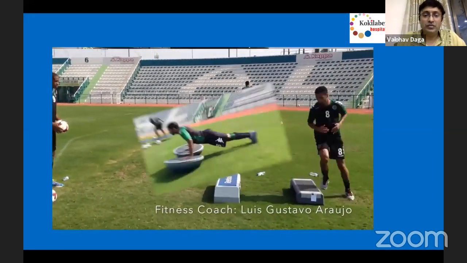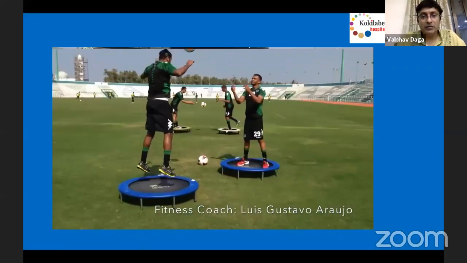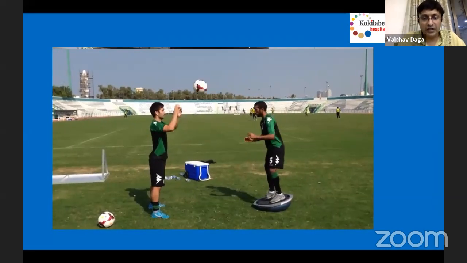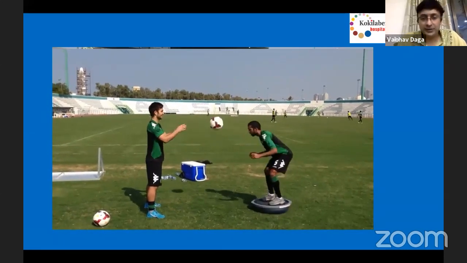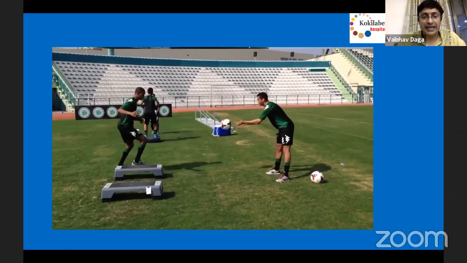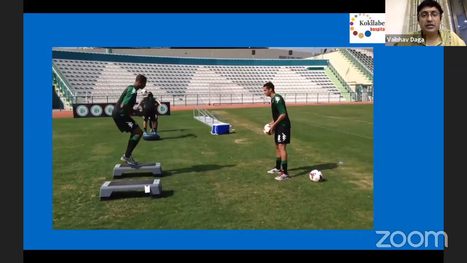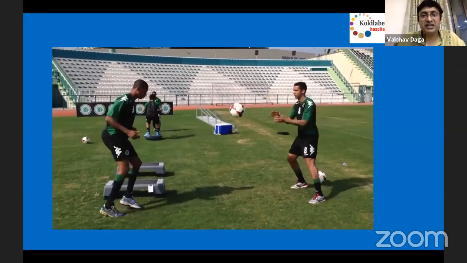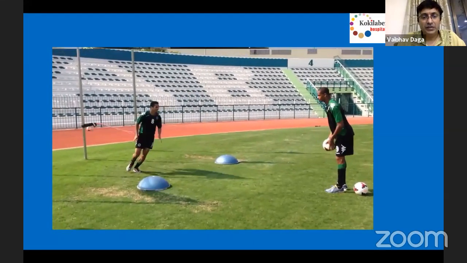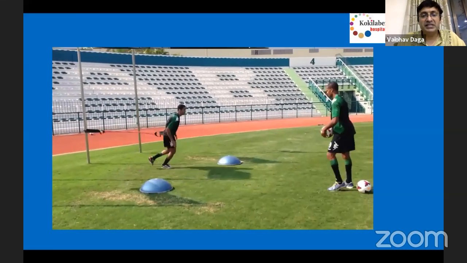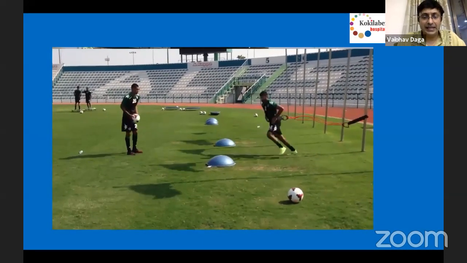So you do use a lot of balance and unbalance equipment like the Bosu ball or the trampoline, where there's a lot of challenge for the knee or the ankle. You use it with the ball. We use it very sports specifically. These are the various drills on an unstable surface, which actually improves your neuromuscular function, and that helps.